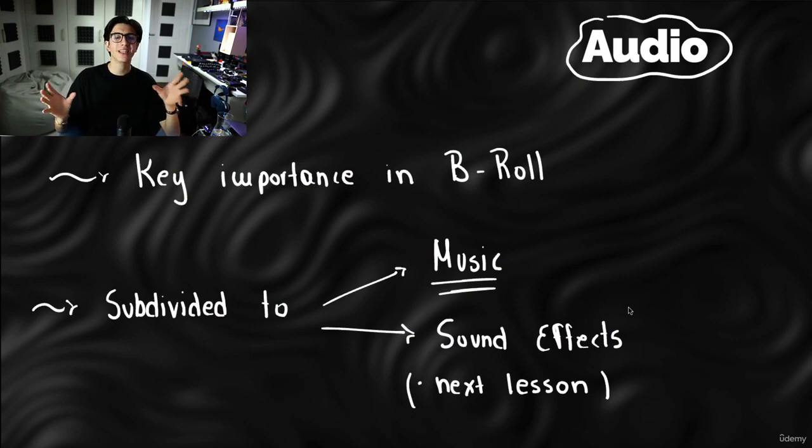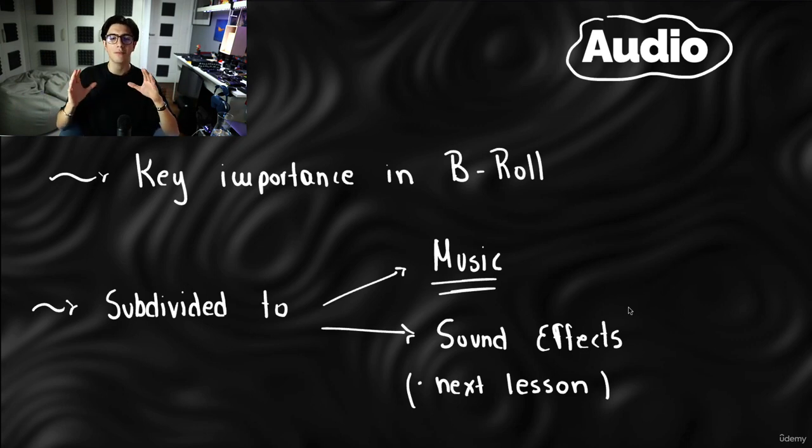Now, audio is a very neglected area of editing. Pretty much no beginner tends to mess with audio. They think that audio is not important, but I can tell you from personal experience that audio is what will completely elevate your production value, and the importance of audio and the amount of detail that a filmmaker has applied to the audio is what separates beginner from intermediate and experienced editors. So audio is of key importance in B-roll, and in general, it is subdivided into music and sound effects that you can add to your videos.